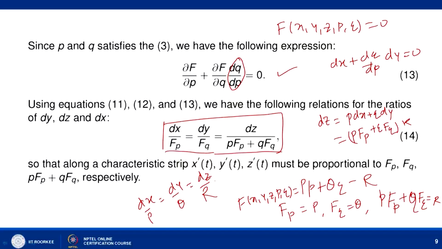So now here we are doing the same thing, so that along a characteristic strip x dash t, y dash t, z dash t must be proportional to Fp, Fq and p Fp plus q Fq respectively.